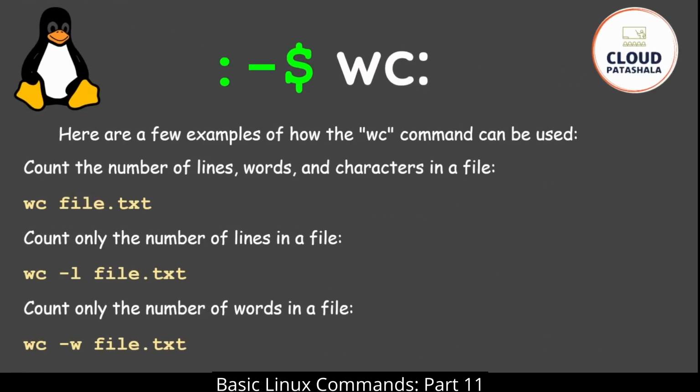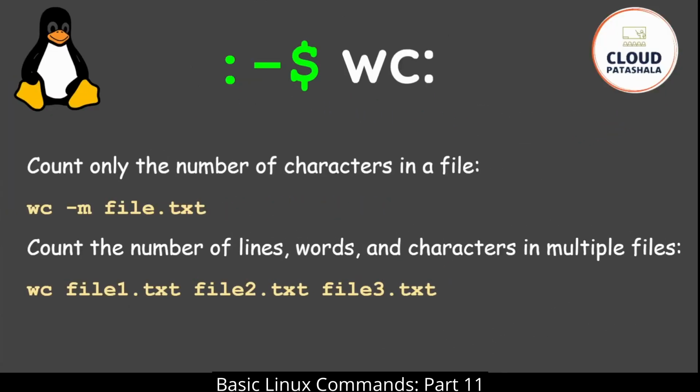Examples are, if you want to get the number of lines, words and characters, so wc and the file name would give you all of these things. wc -l would give you the number of lines that are there. wc -w would give you the number of words that are there in the file. If you want to count the number of characters in a file, you could use the flag -m. And if you want to get the number of lines from multiple files, you could say wc -l and then a list of all the files that we have.